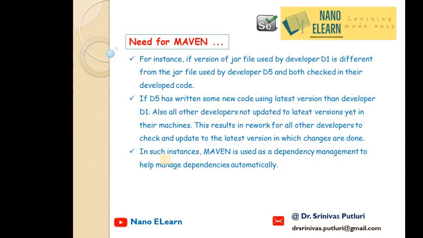For instance, if the version of jar file used by developer D1 is different from the jar file used by developer D5 and both checked in their code, in this case there is a mismatch. If D5 has written some new code using the latest version, and developer D1 and all other developers have not updated to the latest versions yet on their machines, this results in rework for all other developers to check and update to the latest version in which the changes are done. In such instances, Maven is used as a dependency management tool to help manage dependencies automatically.